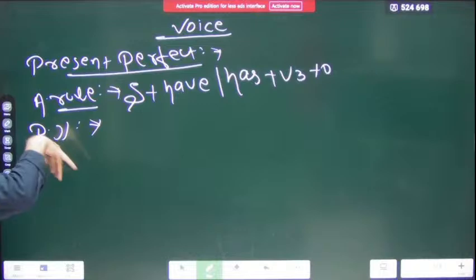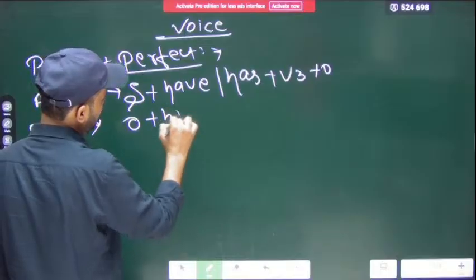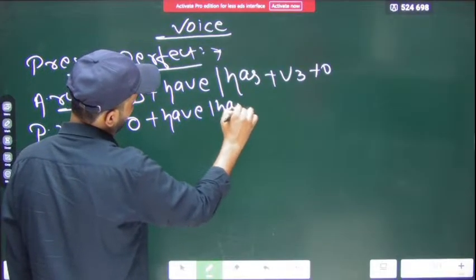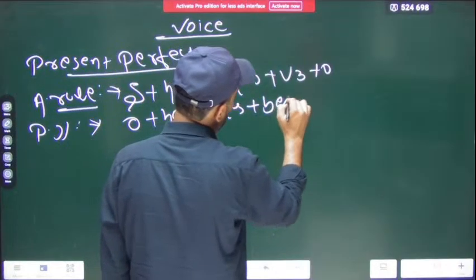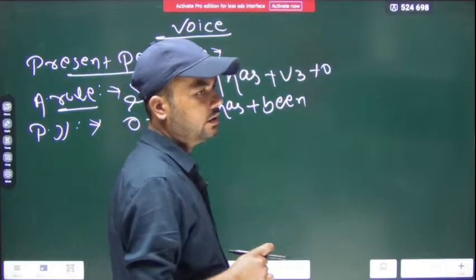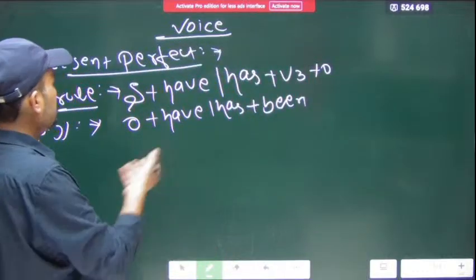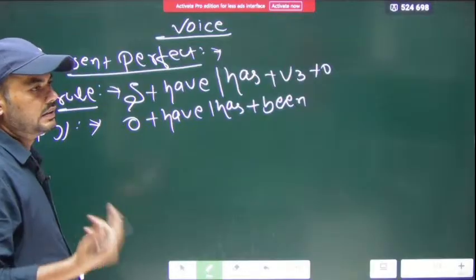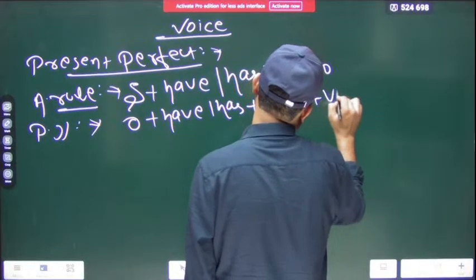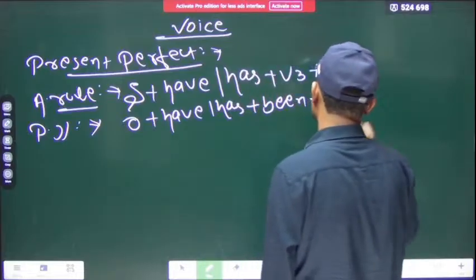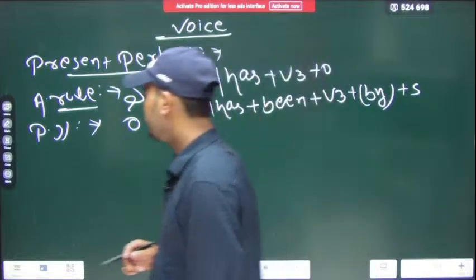First of all, we can take object in the beginning. Then after the object, have or has. After have or has we have to use been, because yesterday I taught you that in all sentences of perfect, been is used after the helping verb. So after have or has we will use been. After been, verb 3 we will use in passive, then by comes in bracket, and lastly we will write subject. This is the rule.